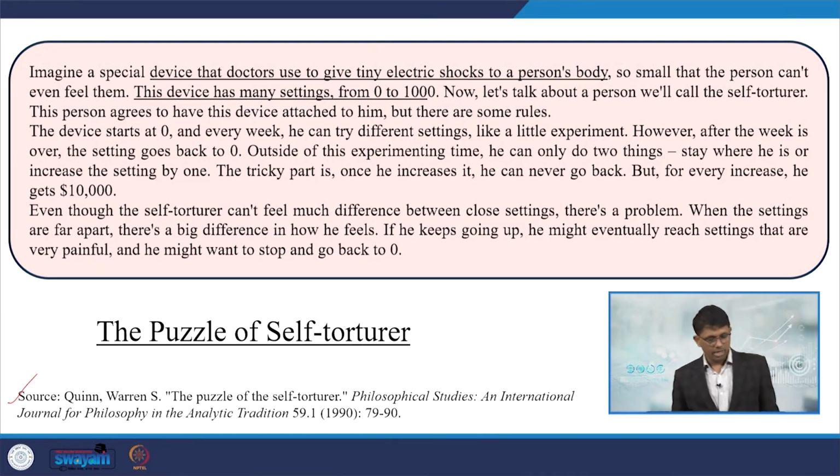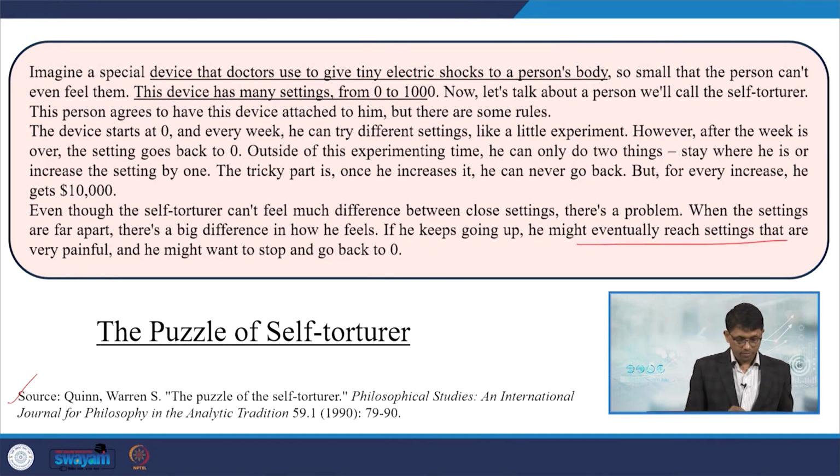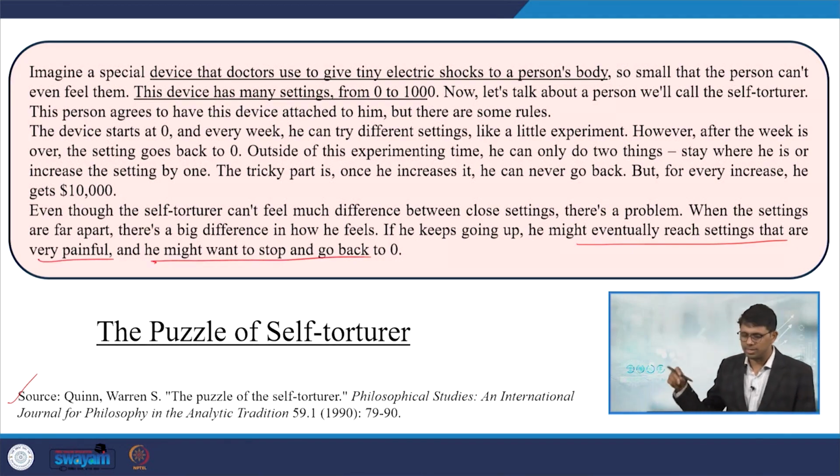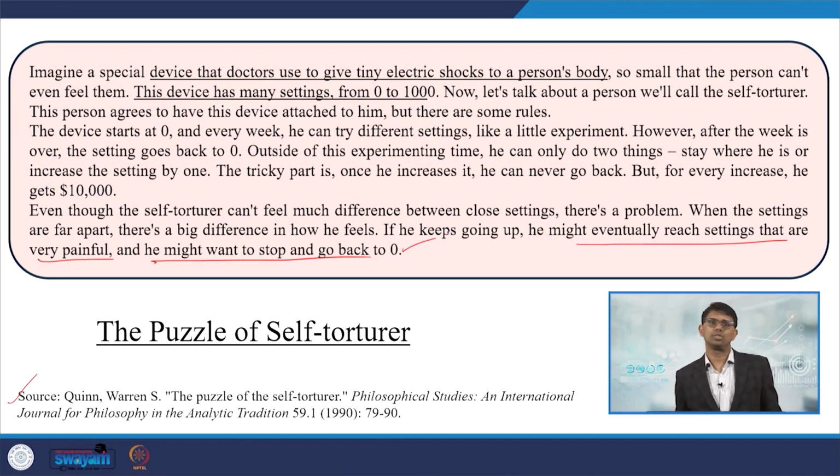For every increase he gets $10,000, let it be. Even though the self-torturer can't feel much difference between close settings, still there are problems. When the settings are far apart, there is a big difference in how he feels. If he keeps going up, he might eventually reach settings that are very painful, and he might want to stop and go back to 0. The transitivity property says that if you keep increasing, you end up with higher returns, but in this case, once he reaches the higher level, the final outcome might be cyclic, reaching the 0 level.